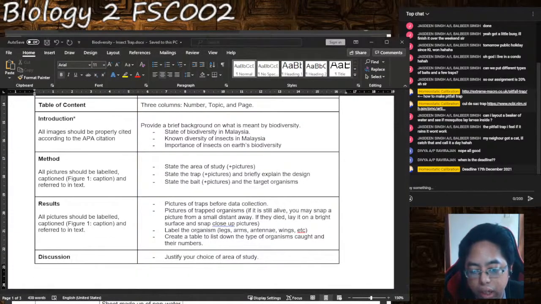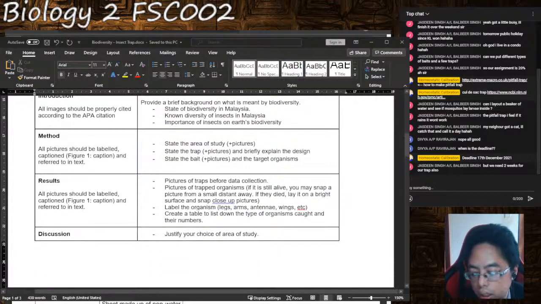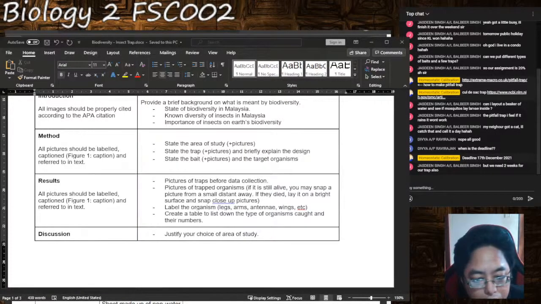Let me find if there's an example of it. You need two weeks for your trap. I will extend the deadline to the 23rd, because you need another week for the trap. So 23rd December. Is it okay? Because you also need some time to write up the assignment itself.